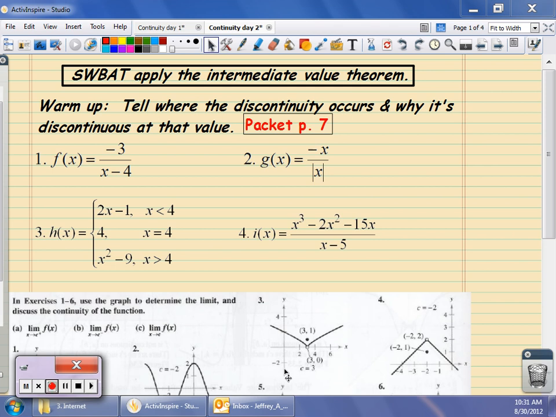In this video, we are going to look a little bit at continuity. We'll review some of the continuity definition that we talked about before, but our focus of this particular video is to apply, examine, and understand the intermediate value theorem. So let's jump right to the lesson portion.